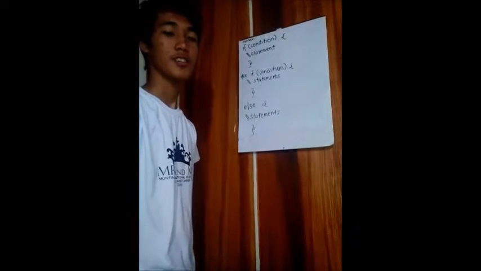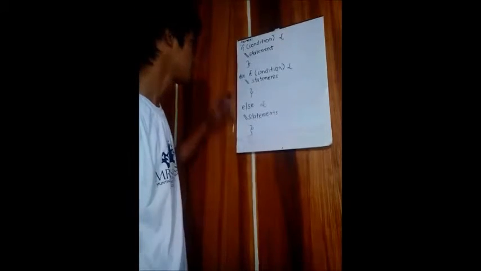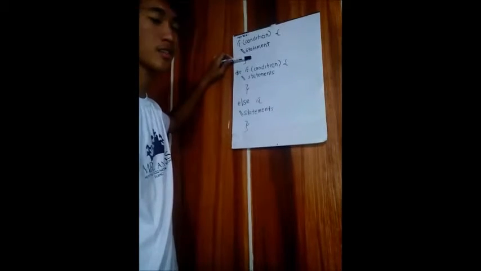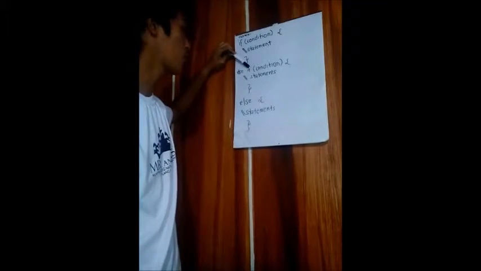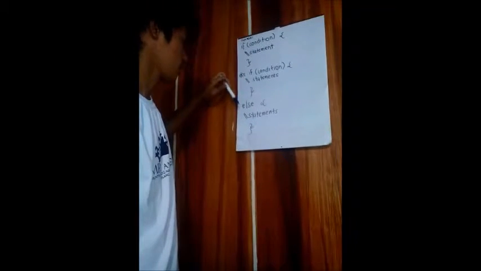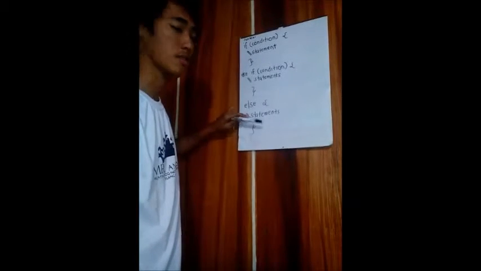Syntax for multiple-way selection or if-else if. If, then the condition, then the statement. Proceed to else if, the condition, and the statement. And the last is the else, then the statement.